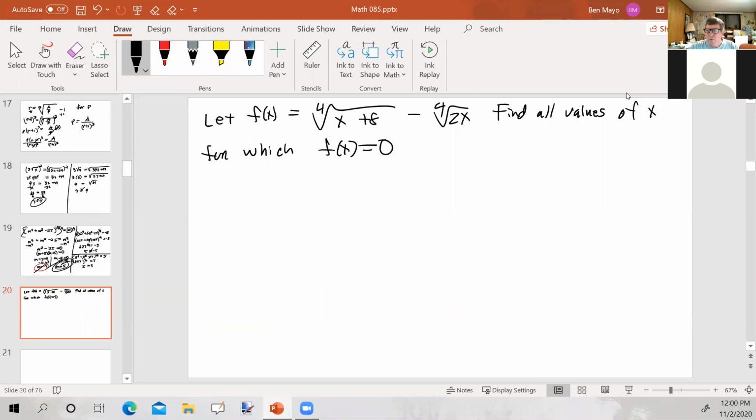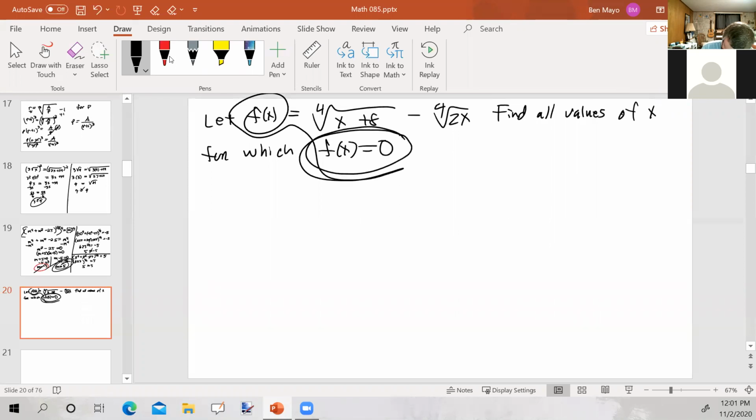And I think the reason the author puts these problems in here is just kind of to reintroduce function notation. What we're basically going to do is a substitution. If f of x equals 0, then that's going to go right here. So our equation is going to become 0 equals the fourth root of the quantity x plus 8 minus the fourth root of 2x.